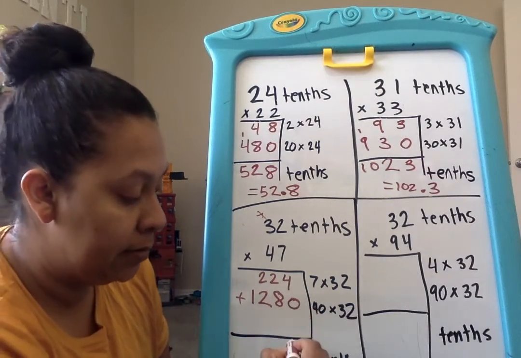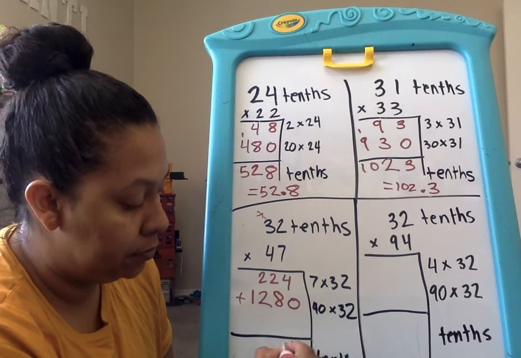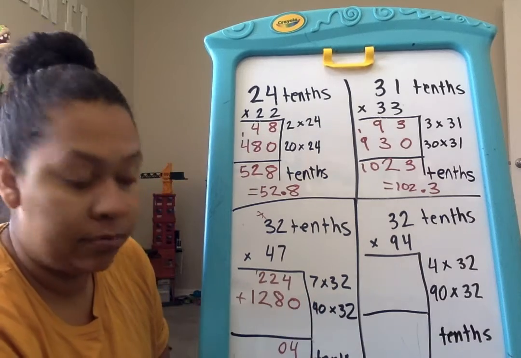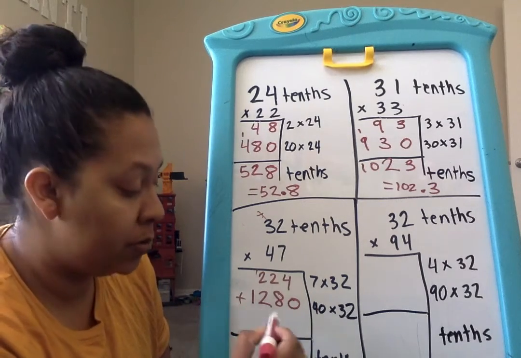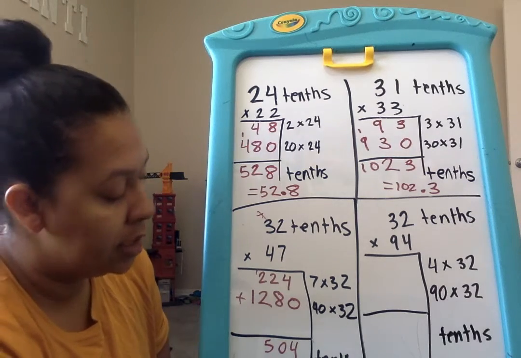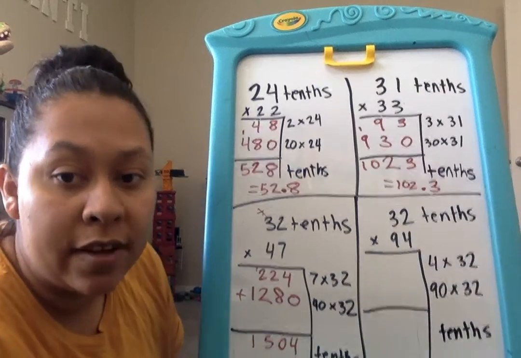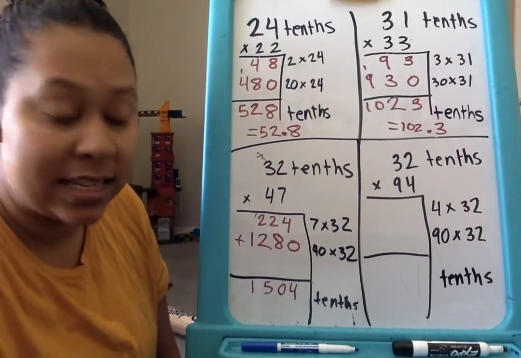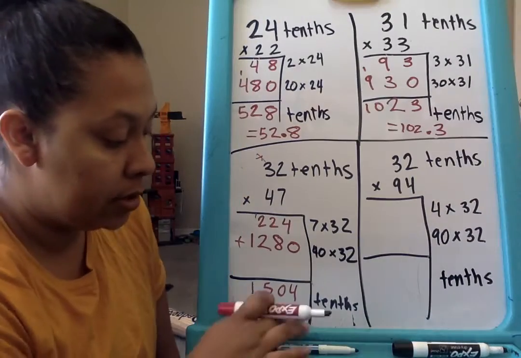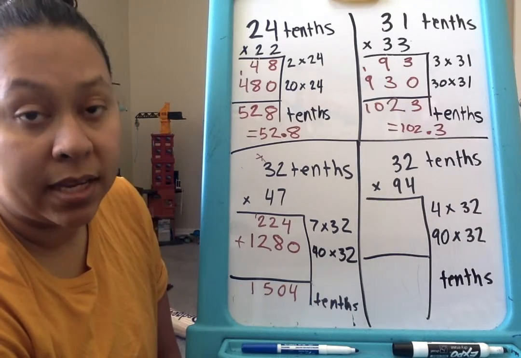4 plus 0, 2 plus 8, 2 plus 2 plus 1, 0 plus 1, 1,504 tenths. That's our unit. So now we're almost done. We just need to plug it back in a standard form.